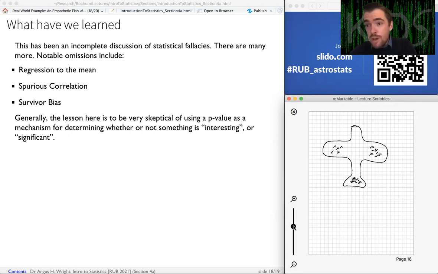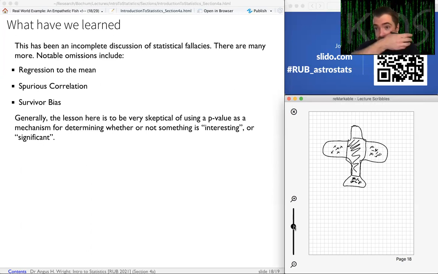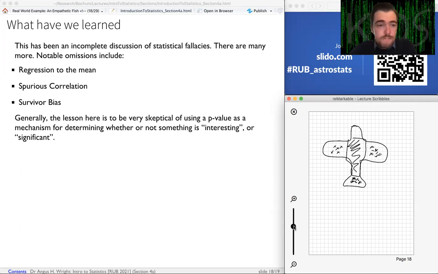The planes that you don't see, the ones that were shot down, were the ones that were struck in this region. And therefore, that's the place you actually want to put your reinforcement. And so this is a demonstration of survivor bias. And this is the most famous example.